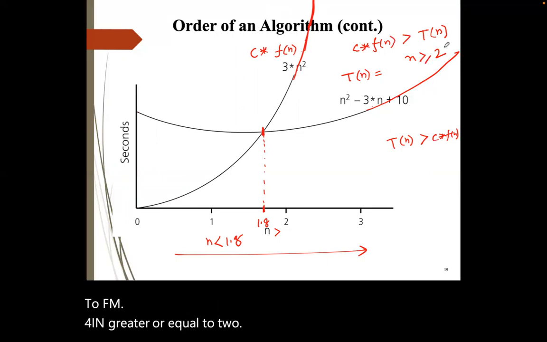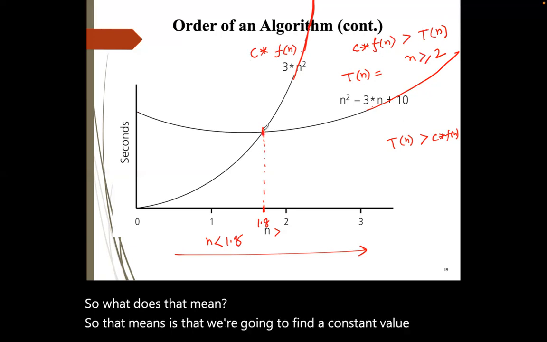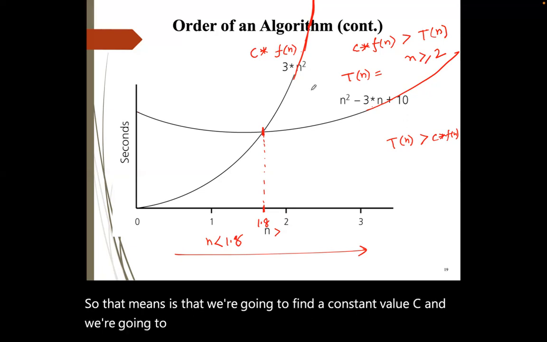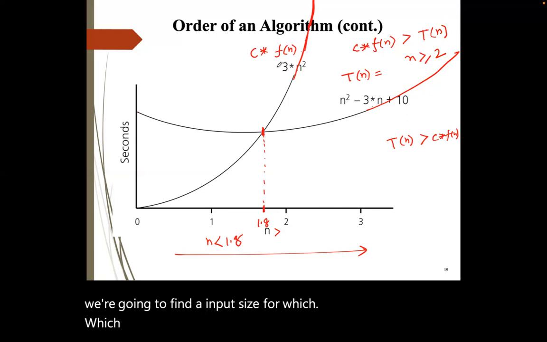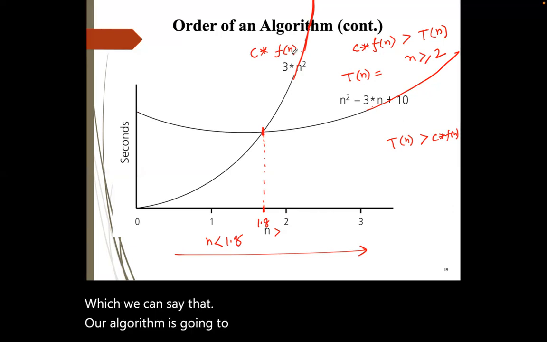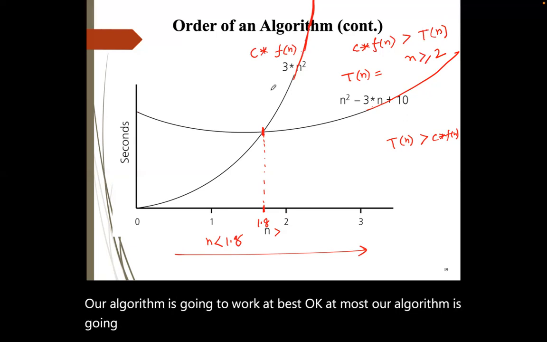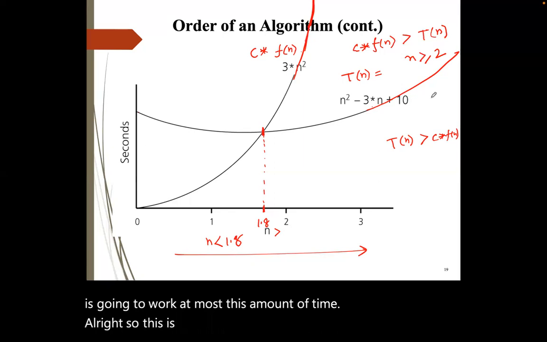So what does that mean? That means we're going to find a constant value c, and an input size for which we can say that our algorithm is going to work at most this amount of time. So this is the absolute runtime.